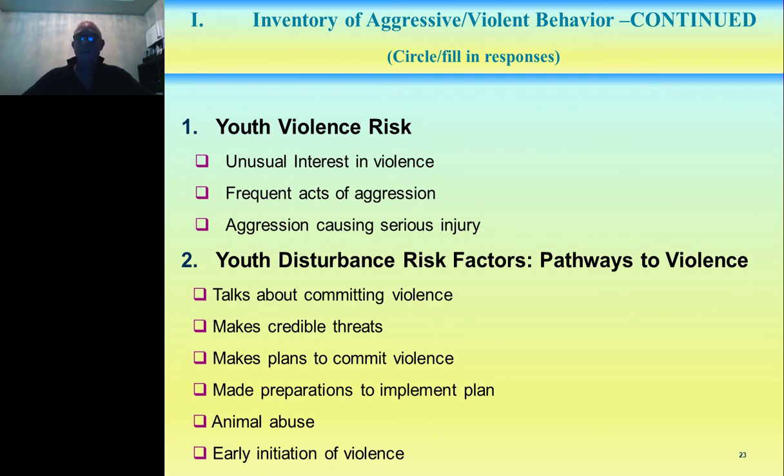Have they engaged in animal abuse? Now, you'll notice that animal abuse is not under the youth violence risk, but it is a disturbance factor. It has not been consistently, reliably predictive of later violence, but it is a factor in the pathway towards approaching that threshold where it's acceptable to cause harm to innocents. And then there's early initiation of violence: the earlier it starts, the more problematic it's likely going to be for them.